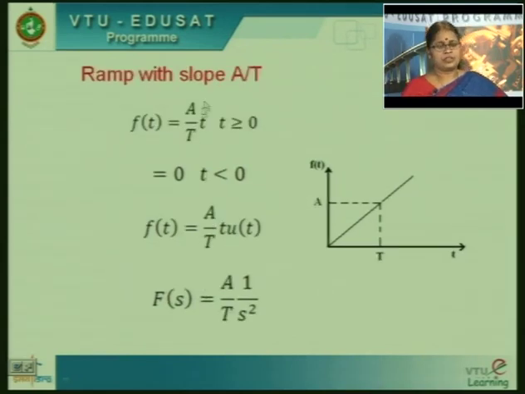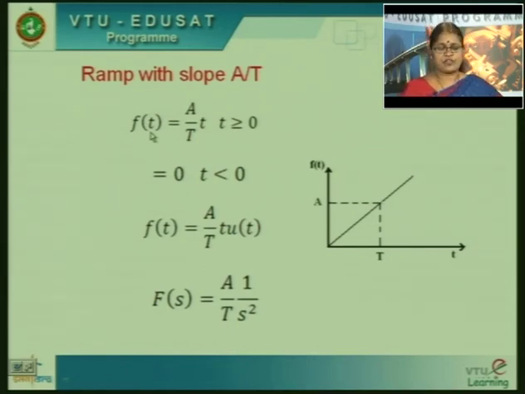Now, let us have a ramp function which has some slope other than 1. So, let us say I have a ramp function whose slope is A by T. How do we describe such an equation or such a function?